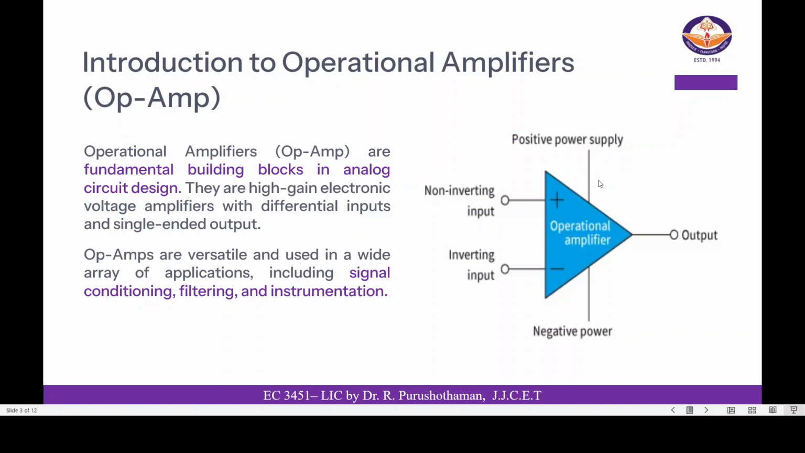This is the schematic representation of the operational amplifier. In an operational amplifier, we have the non-inverting input and the inverting input. Then this is the output. Again, I am repeating: inverting input, non-inverting input, and this is the output. This is the positive supply. This is the negative supply. Operational amplifiers are versatile, and they are used in a wide array of applications including signal conditioning, filtering, and instrumentation.